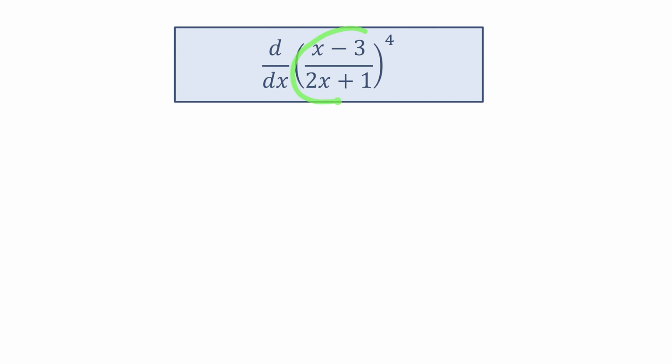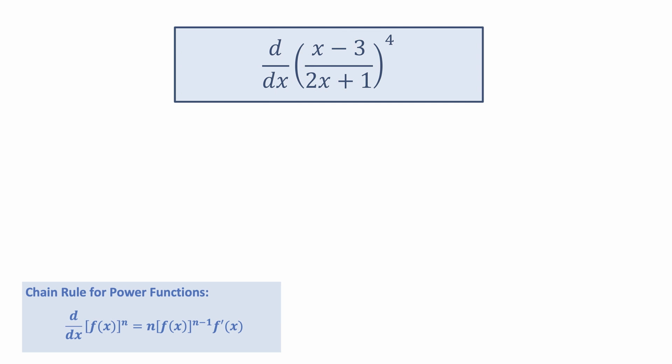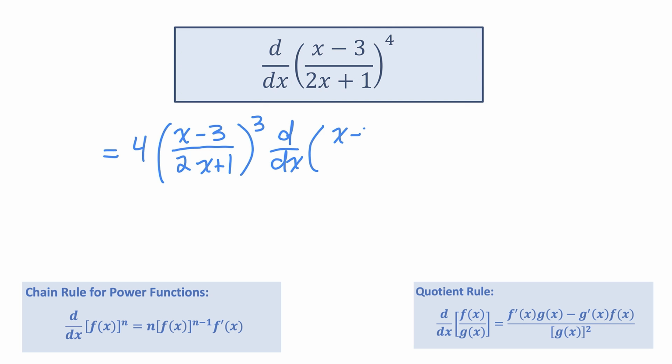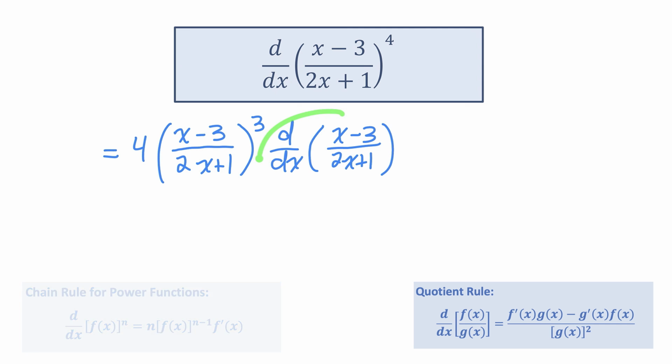This time I have a power of a function where the base is a quotient of two functions of x. So I'll need to be using chain rule, and within the chain rule, I'll be using quotient rule. The chain rule tells me when I differentiate this, I would bring the exponent down, I would keep the base of the power exactly the same, reduce the exponent by 1, but then I have to multiply this by the derivative of the base of the power, which is x minus 3 over 2x plus 1. So now let's focus on finding that derivative, and I'll need quotient rule for that.